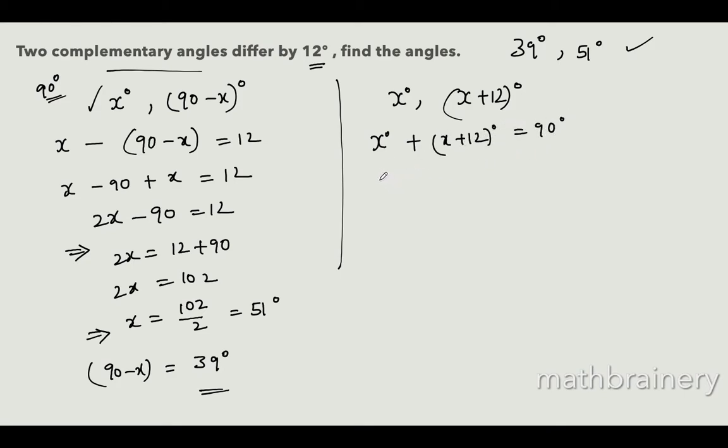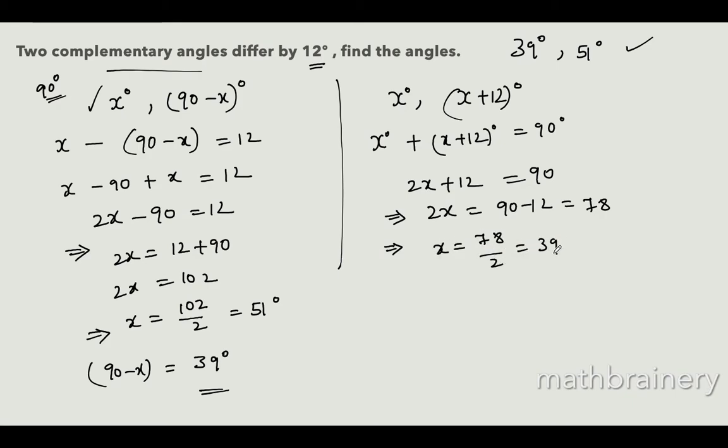So let's simplify this now. x plus x is 2x, 2x plus 12 is equal to 90. When I transpose 12 to the right hand side, you get 2x is equal to 90 minus 12, which is 78. When 2x is equal to 78, x must be 78 upon 2, which is 39. That means your x degrees is 39 degrees. Then what should be x plus 12 degrees? x plus 12 must be 39 plus 12, which is 51 degrees. You understand? So we can solve the problem either way. Let's look at the next question.